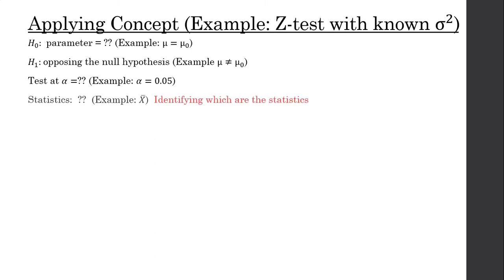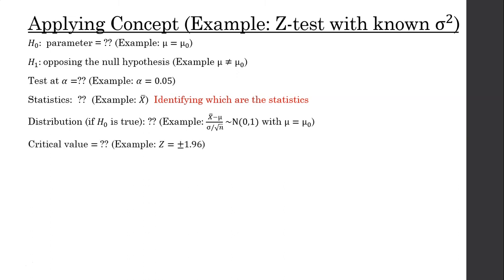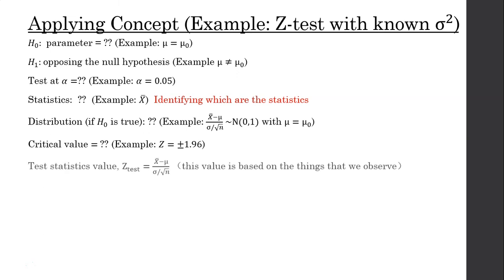Then we identify the statistic. Think about what statistic can be used. We will also have a formula or a function for the test statistics under H0. When we have a function, this implies that we also have a distribution. Under this distribution, use alpha to find the critical value, meaning to find what value will be considered as extreme. After that, we observe something to find out the test statistics value.